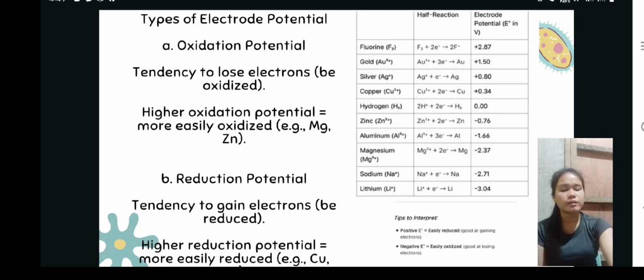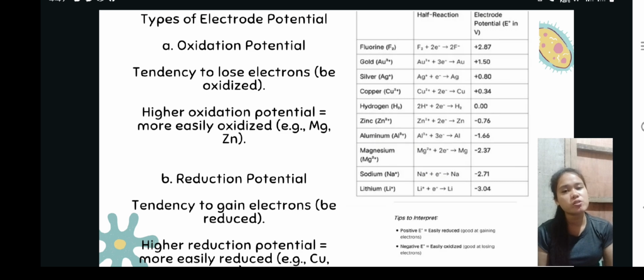So, as you can see there, the table, it tells the electrode potential of the elements or the substance. Tips to interpret. Positive E, easily reduced, and the negative E, easily oxidized. So, in fluorine, it is easily reduced, right? So in magnesium, it is easily oxidized, right?